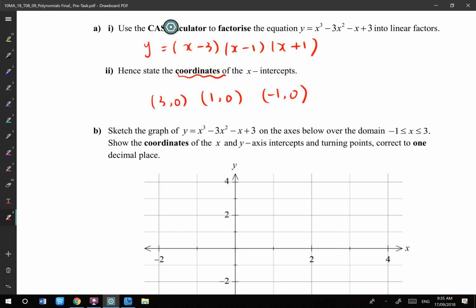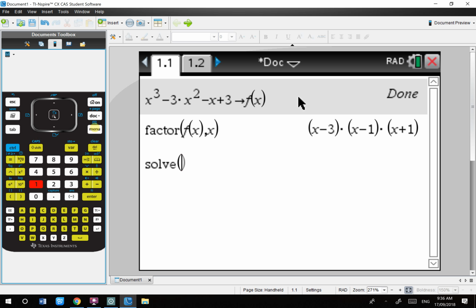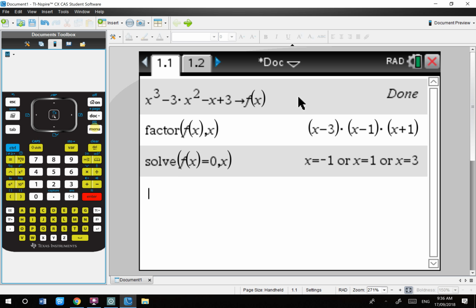So how to solve for x-intercepts by calculator? Suppose we don't know the x-intercepts, how do we solve it by CAS? I can go menu 3, 1 to solve, and then f of x equals 0, comma x. This means the function equals 0, y equals 0, solve for x-intercepts. Then I will have x equals minus 1, x equals 1, and x equals 3. They are the x-intercepts. But I don't really need to for this question, because it's in factorized form, I can tell the x-intercepts directly.